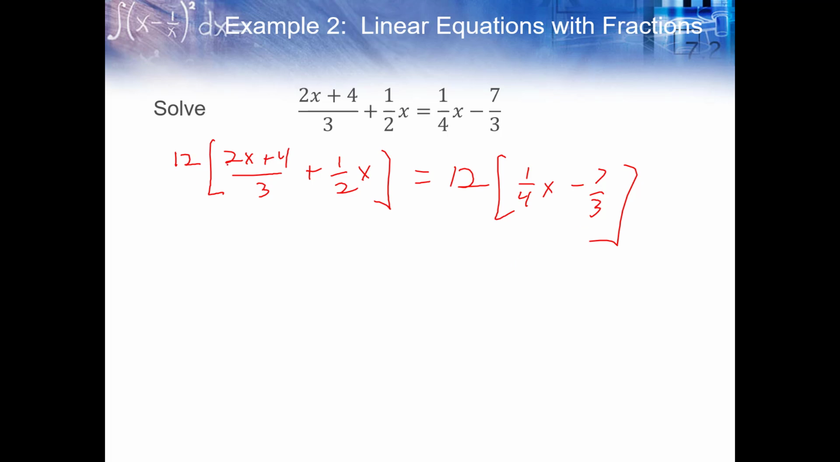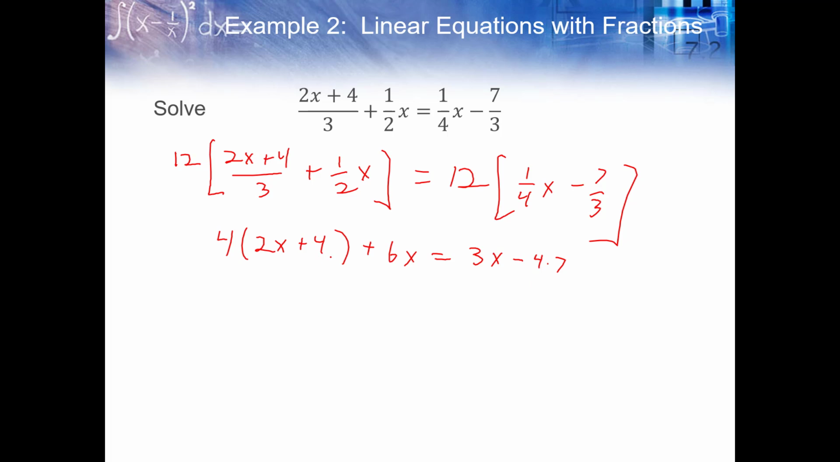12 times 2x plus 4 over 3. Well, basically 12 divided by 3 is 4, and that will give us 4 times the quantity 2x plus 4. And then 12 times 1/2 x, well, that's 12 divided by 2, which will give me 6 times x. And that'll be equal to, now using the distributive property here, 12 times 1/4 x. Well, 12 divided by 4 is 3, so that will be 3x. And then 12 divided by 3 is 4, so that'll give me 4 times 7. All right, now I have some more distributing.